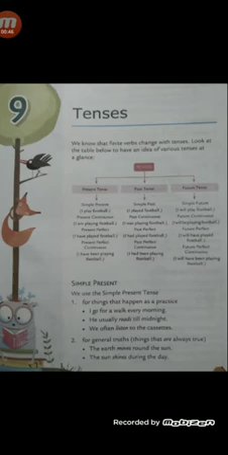So let us discuss something about tenses. Tenses are of three types: present tense, past tense and future tense. Simple, continuous, perfect and perfect continuous, these are the subtypes of these tenses. I repeat, subtypes of the tenses are simple, continuous, perfect and perfect continuous.